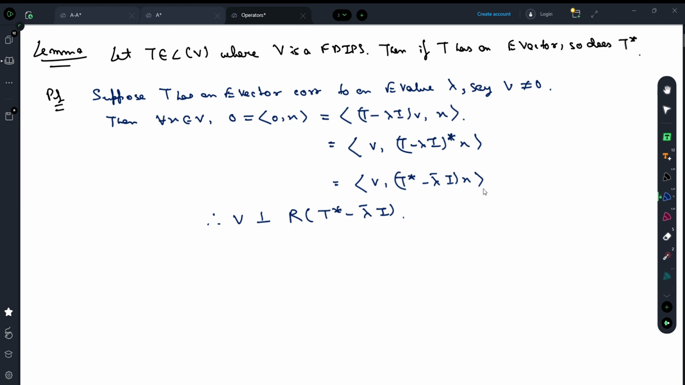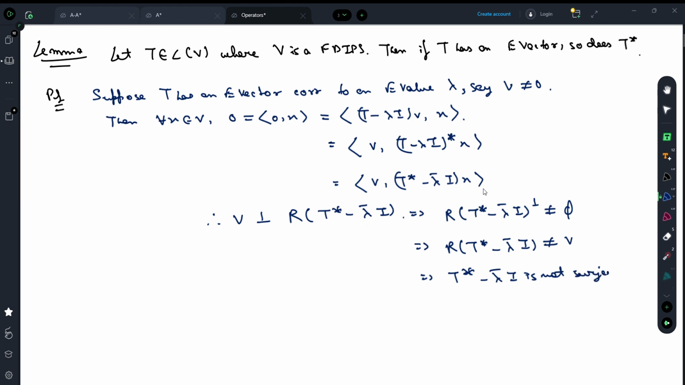Now we know that a certain linear operator will be onto, or surjective, if its range equals the vector space on which we have defined the operator. We also know that we can write a vector space as a direct sum of an arbitrary subspace of it and the orthogonal complement of that subspace. Surely enough, if V is orthogonal to the range of T star minus lambda bar I, this implies that the orthogonal complement of the range is non-trivial, which means that the range of T star minus lambda bar I won't equal V. That means T star minus lambda bar I is not surjective, right?